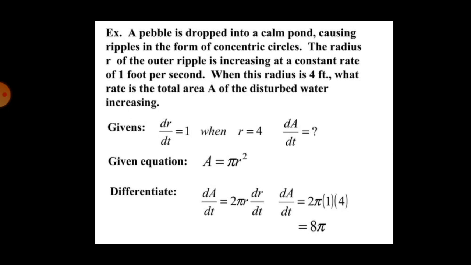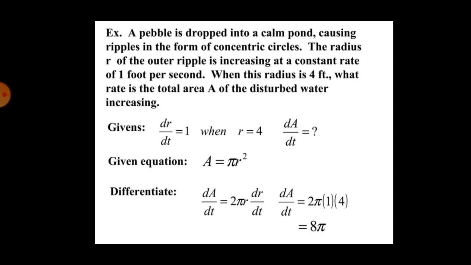Example, a pebble is dropped into a calm pond, causing ripples in the form of concentric circles. The radius r of the outer ripple is increasing at a constant rate of 1 foot per second.